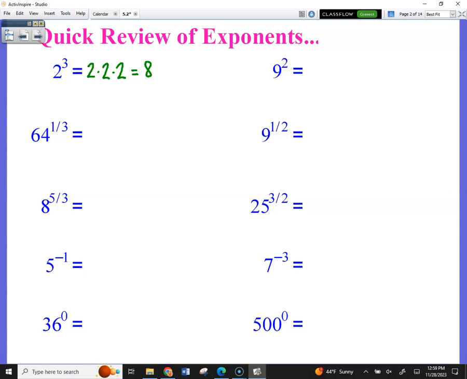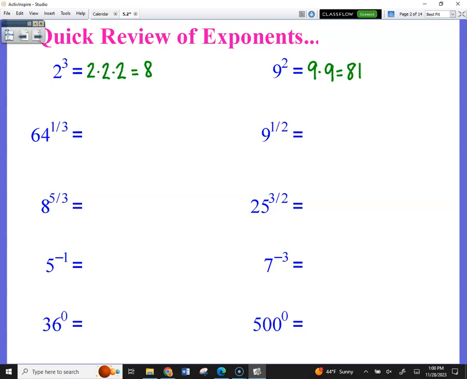9 squared, what does it mean? 9 times 9, which is 81, which is called a perfect square, and the square root of it is 9. 8 is called a perfect cube, and the cube root of it is 2. We're getting back to radicals, so it's important. There's a reason I'm asking these questions.